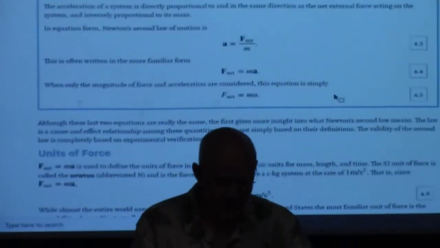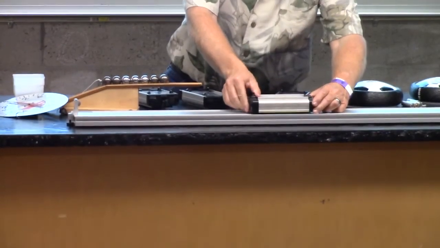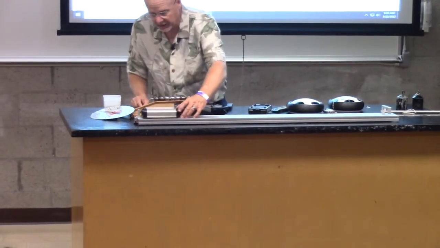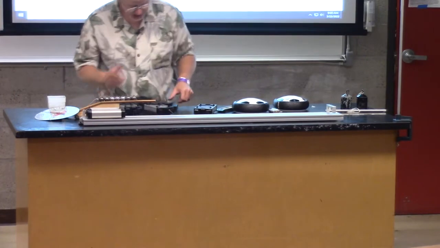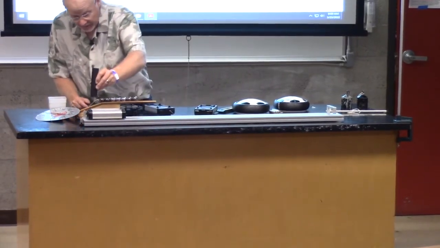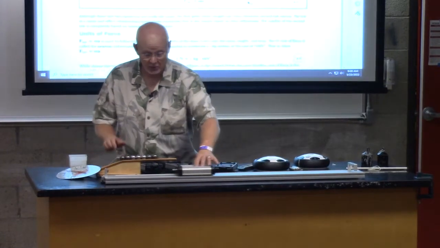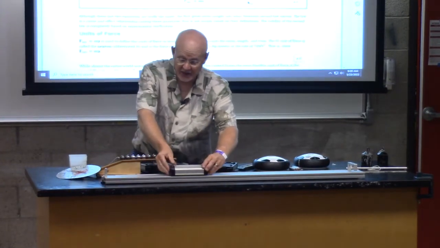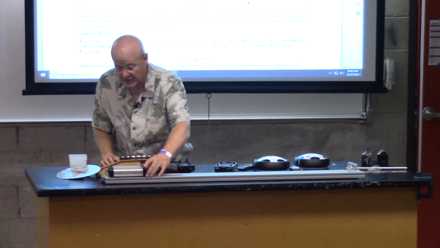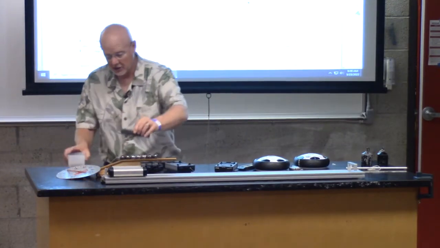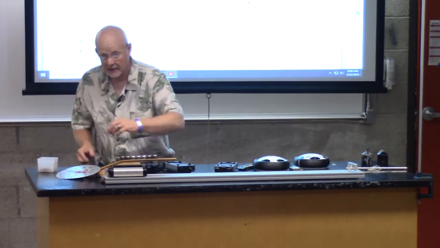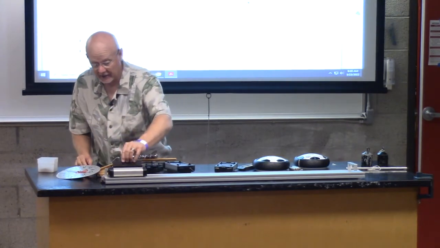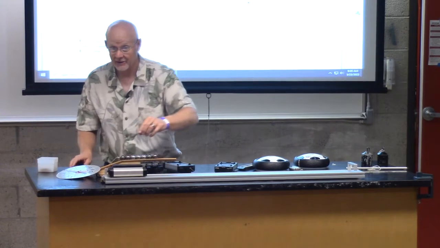Now, the other one, though, that easily gets overlooked, and so let me just illustrate it again, is I'll release it. And I would say that's a pretty good acceleration. And of course, that's because I have a pretty large force. But what if I still have a large force, but I have a lot of inertia?